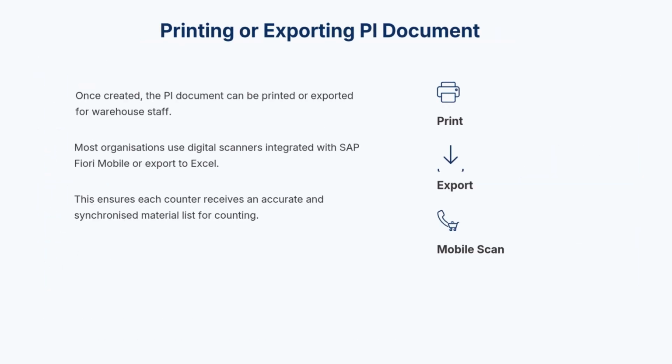Printing or exporting the PI document. After creation, the PI document can be printed, exported, or sent digitally to handheld scanners. SAP supports both offline and mobile-enabled counting. This ensures that warehouse operators receive synchronized, accurate lists for real-time entry, eliminating paper dependency and manual errors.